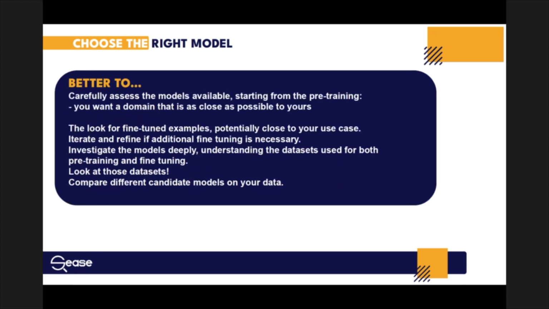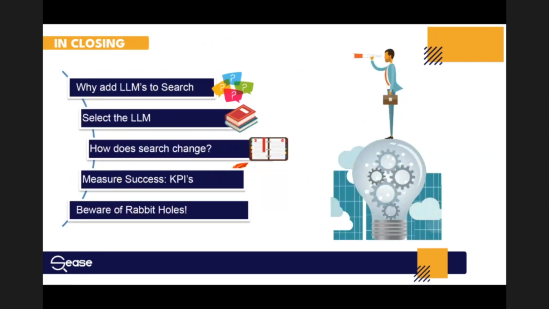So you will find what I mentioned pretty much encoded in text in this slide. So I will just give a summary of what we've been talking about today. So why large language models for search? We've seen the benefits they can bring. What should be the process of selecting a large language model for your search system? And how does a search system change? Finally, we've seen why it's important and how you can measure the success of this initiative, and what the most perilous rabbit holes you may face in the journey can be.